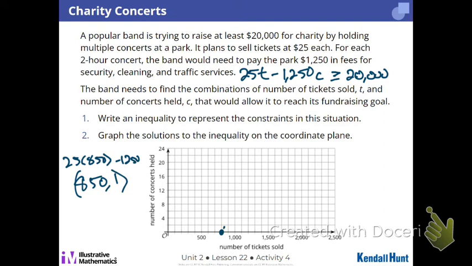Oh, that's gonna be hard to graph. It's like right there. Okay. 800, not 850. If we only had concerts, that's right here. I know. Anybody else have another point we can use that's on the line to exactly equal 20,000?